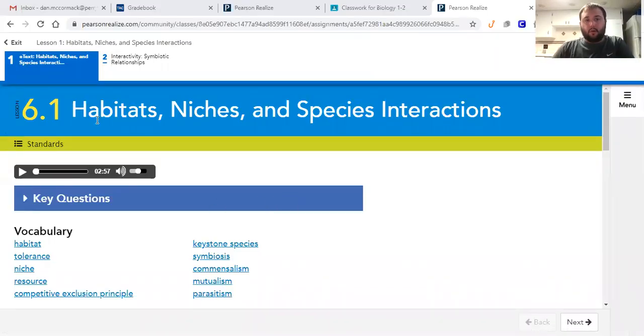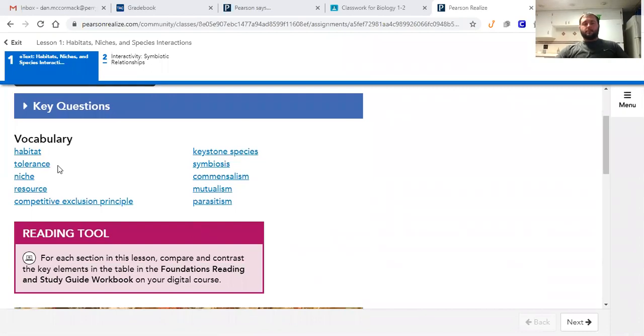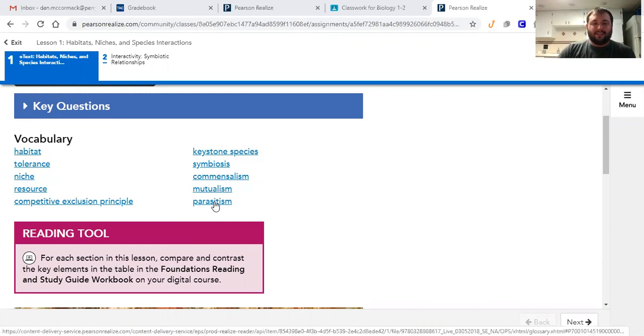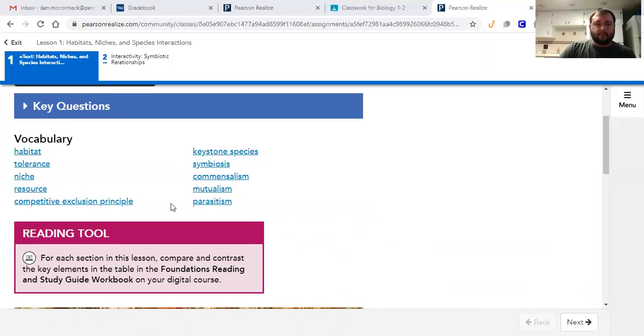This is 6.1. It's over habitats, niches, and species interactions. You'll be looking at these big key terms: habitats, what a niche is, resources, and then the big ones: keystone species, what those are, symbiosis, and the three types of symbiosis, commensalism, mutualism, and parasitism. This section is pretty easy. A lot of it you've probably heard in the past. What you're going to be looking at is how species interact with one another in their environment, in their habitat.